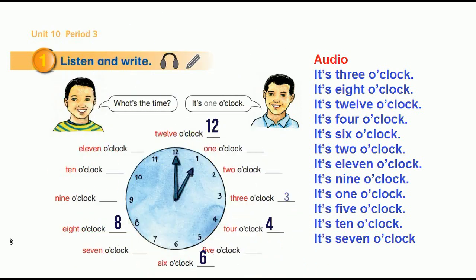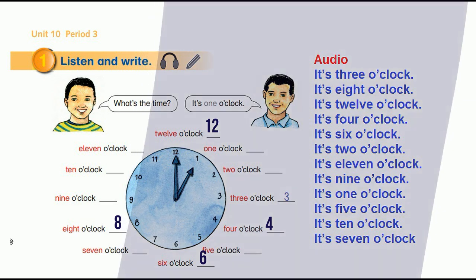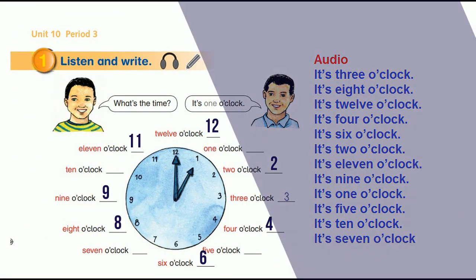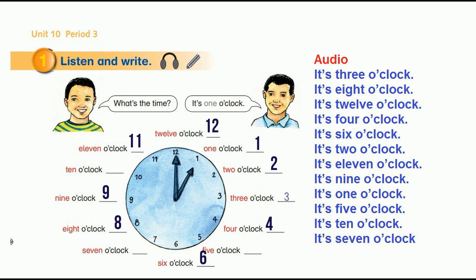What's the time? It's 2 o'clock. What's the time? It's 11 o'clock. What's the time? It's 9 o'clock. What's the time? It's 1 o'clock. What's the time? It's 5 o'clock. What's the time? It's 10 o'clock. What's the time? It's 7 o'clock.